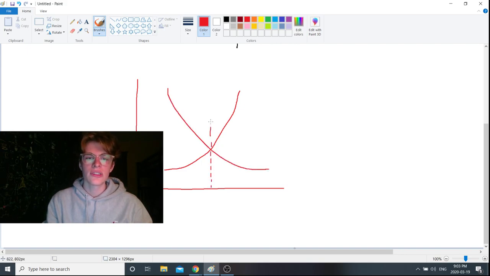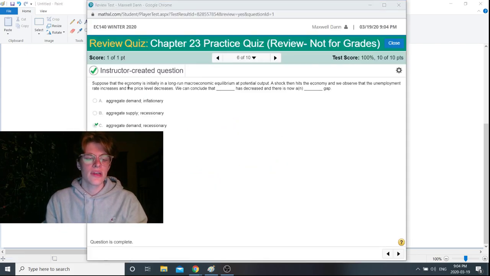So this is our aggregate demand and supply function. Aggregate demand, aggregate supply. Right now we're in long run equilibrium right here at potential output, or Y star. This is measured with Y and P. And now it says that unemployment rate rises and price level decreases.